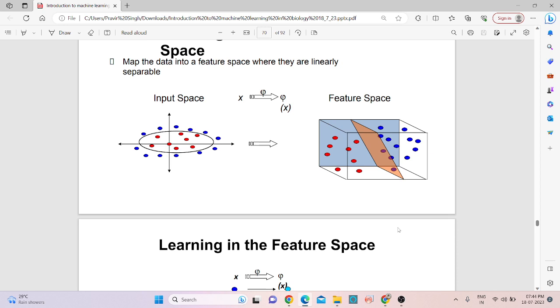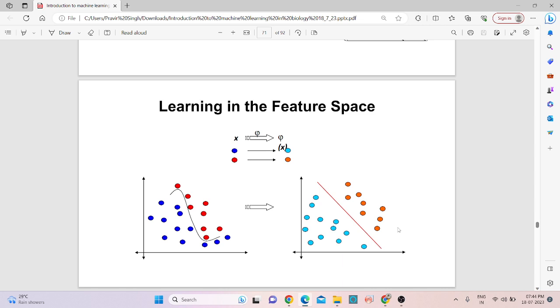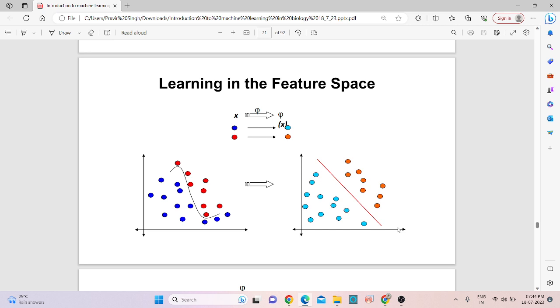Now, if we have time, we can talk about the kernel functions a little later. This is what it is. So learning in the feature space: take it to a higher dimensional feature space. What is not linearly separable in the original space is linearly separable in the higher dimensional feature space.